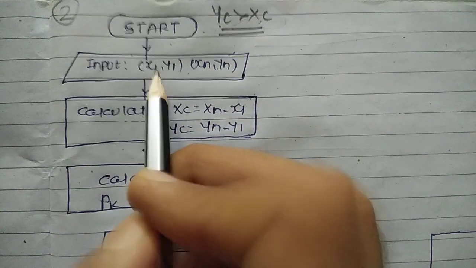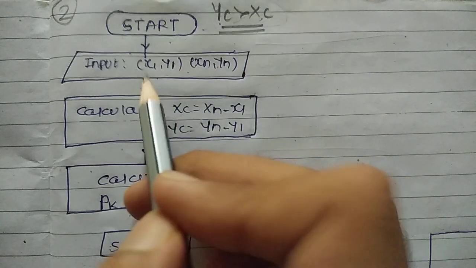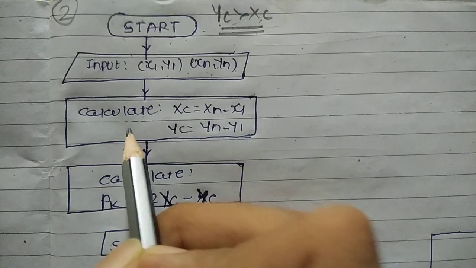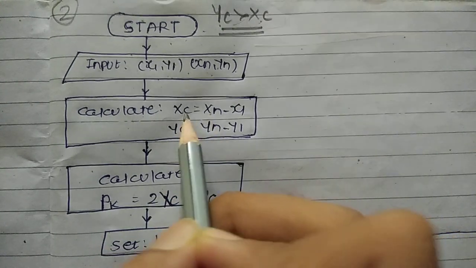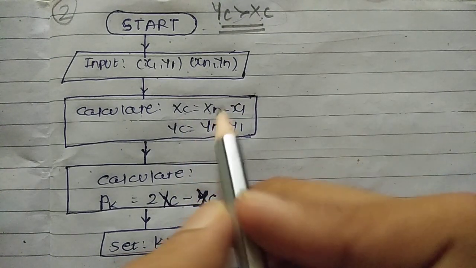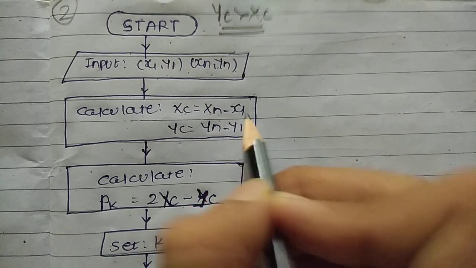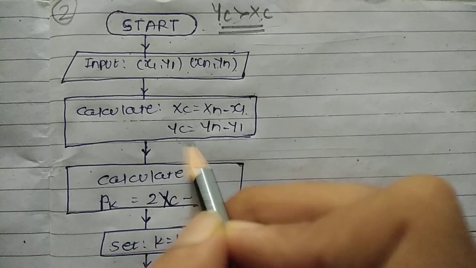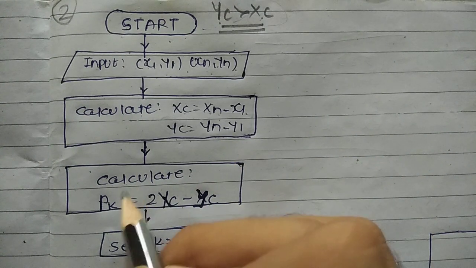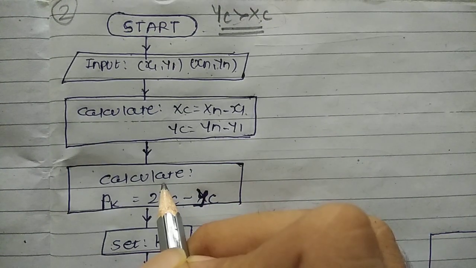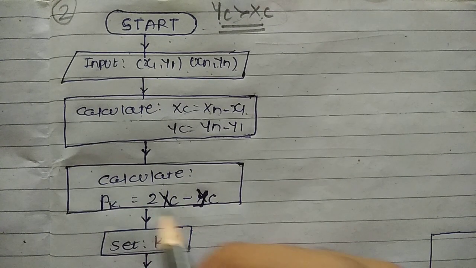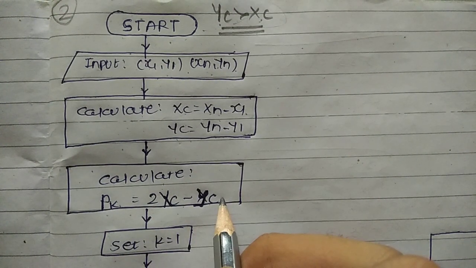Now the input: the endpoints of the line, x1 y1 the starting point, and xn yn the ending point. Further, we need to calculate the differences between the x coordinates and y coordinates, where xc represents xn minus x1, and yc is the difference yn minus y1. After that we need to calculate the value of pk: pk equals 2xc minus yc.